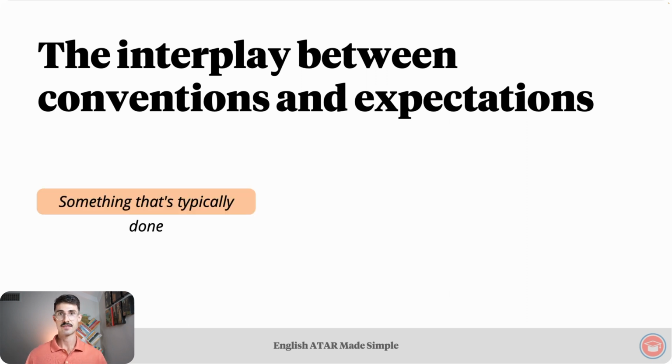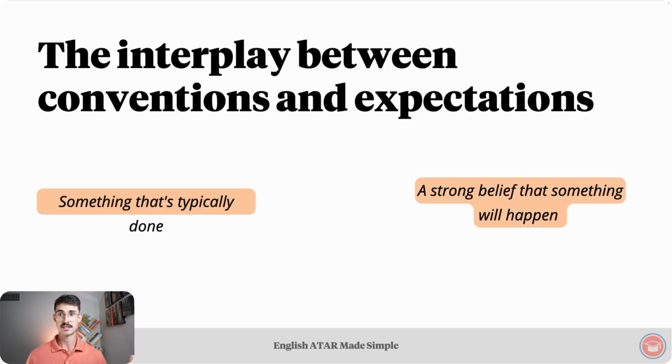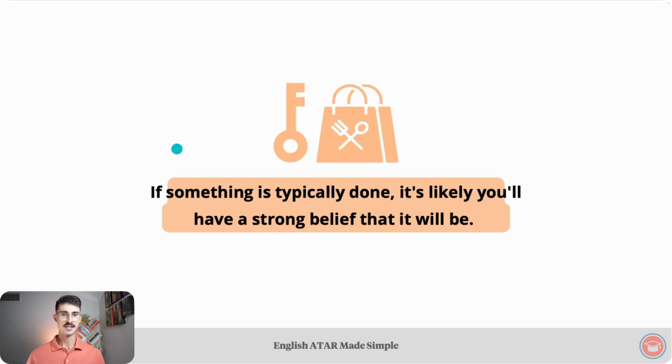So we know a convention is something that's typically done, and we know that an expectation is a strong belief that something will happen. What I want to emphasize is that these two meanings are basically synonymous. They're pretty much the same thing. To explain that further, if something is typically done, if it's conventional, it's likely you'll have a strong belief that it will be done. That sounds a bit abstract, so here's an example.